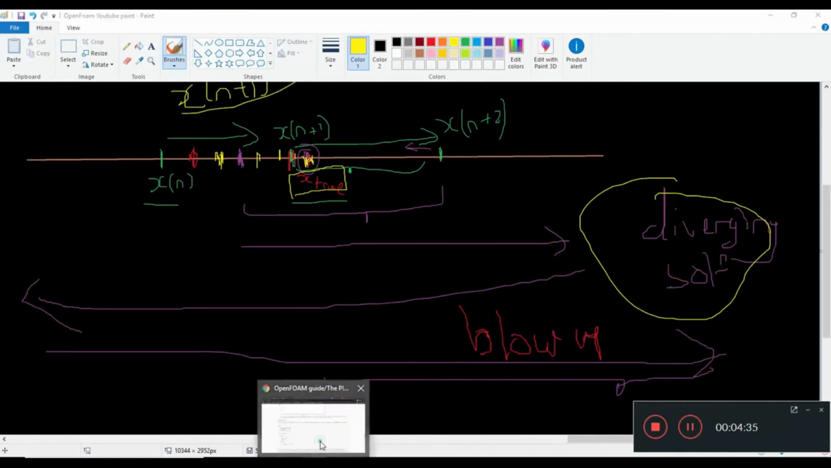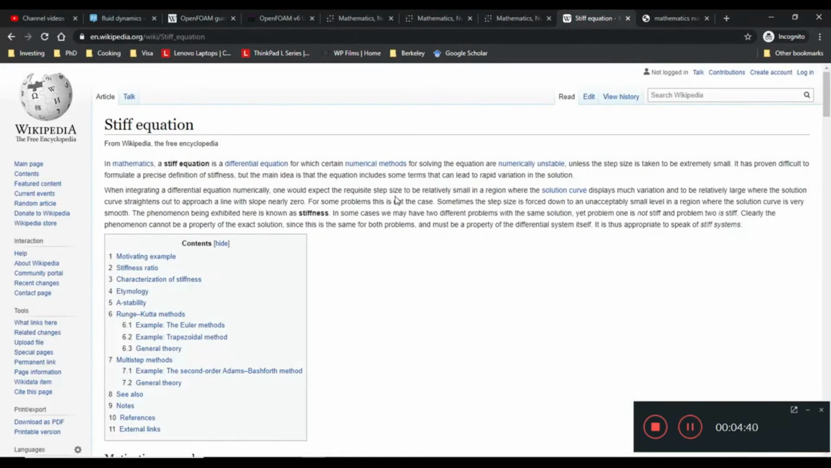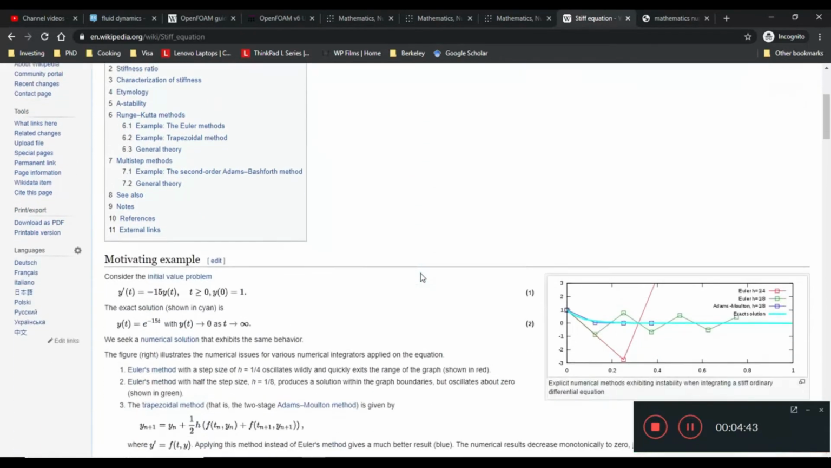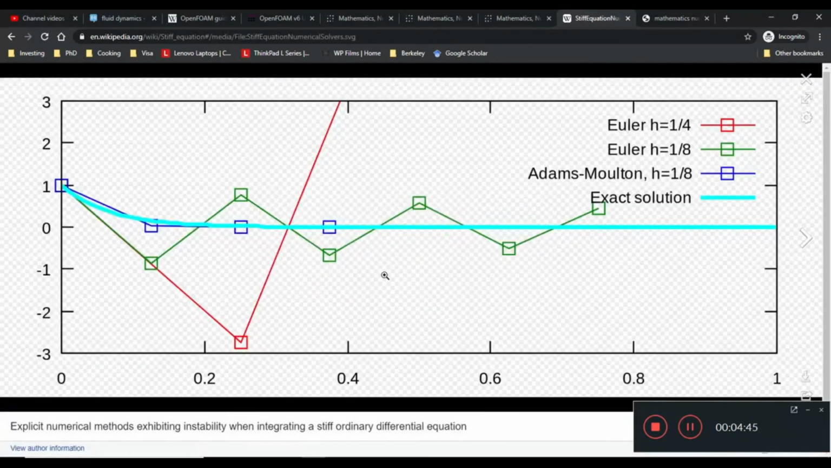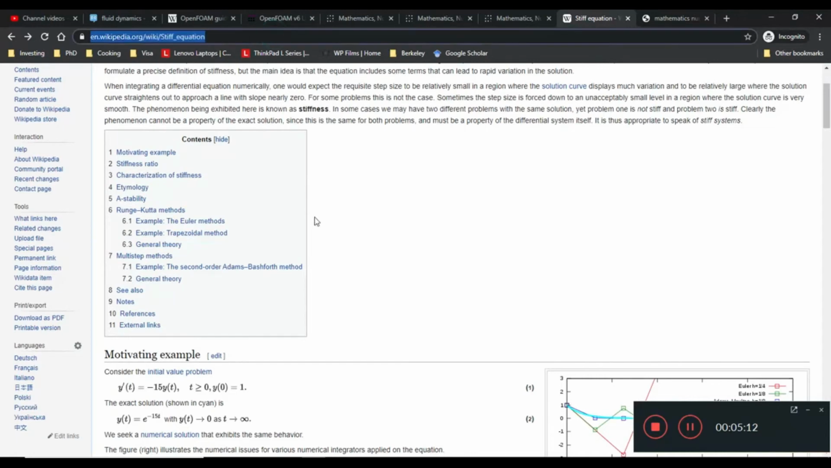Now, if you studied ordinary differential equations before, if you have something like this, we call it a stiff equation. This is from Wikipedia. We have the exact solution being this blue line here, and we want to solve using Euler's method, and if your step size is too big, then you'll have this kind of diverging solution where the thing oscillates around there. I will leave this link in the video so you can take a look at your own time.